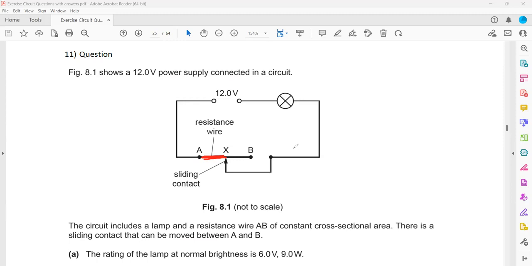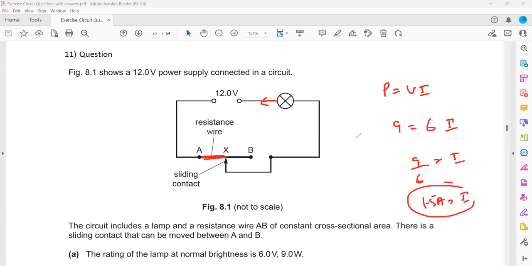When the lamp was at normal brightness, we calculated the current in the lamp in the first part, using the formula P equals VI. The power of the lamp was 9 and the voltage across the lamp was 6. So it will be 9 divided by 6, which is 1.5 ampere. So 1.5 ampere is the total current because it's a series circuit.